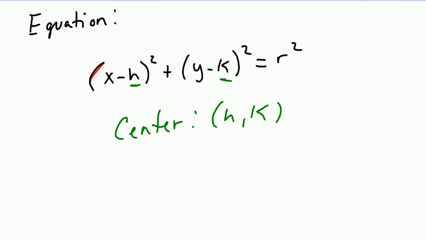I noticed when I wrote that the center was hk, I didn't include the negatives here that are in the equation. Okay, so that just lets me know that when I'm finding my center looking at my equation, it's always going to be the opposite of what's inside the parentheses. So here I have negative h, but when I wrote my center, I said positive h. Okay, so let's look at a simple example of this.